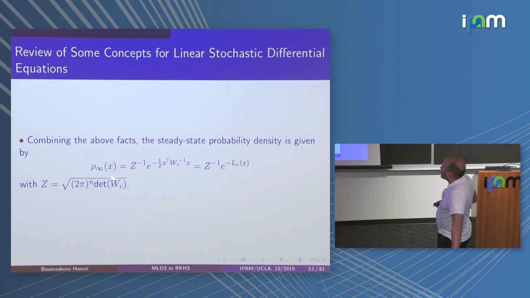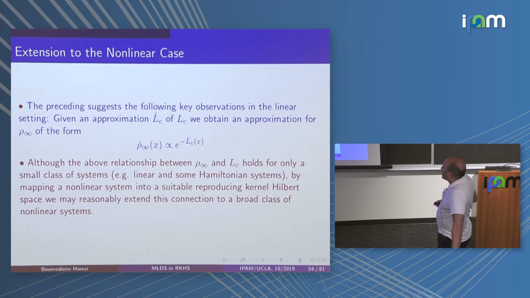What we are going to notice is that the stationary solution of the Fokker-Planck equation, that is the steady state probability measure, is proportional to exponential of minus LC. This is where our estimate of LC from data will play a role in estimating the stationary solution of the Fokker-Planck equation for nonlinear SDEs. Even though this relationship is valid for linear and some Hamiltonian systems, by embedding a nonlinear system into a suitable RKHS, we may reasonably extend this connection to a larger class of nonlinear systems.